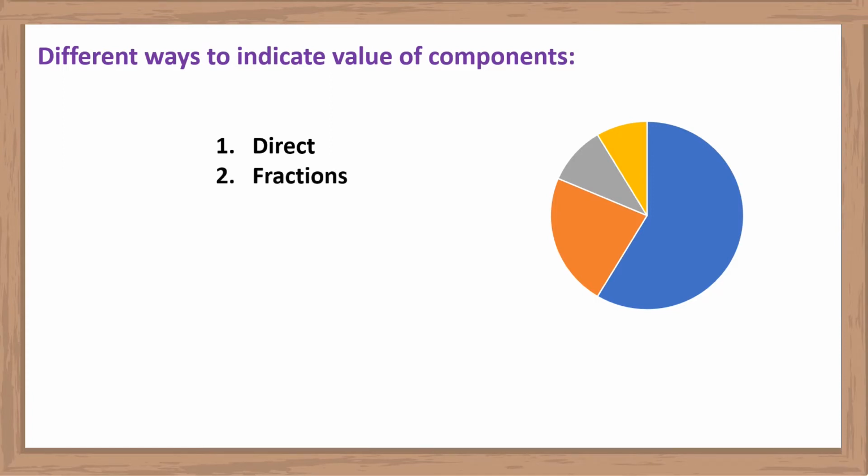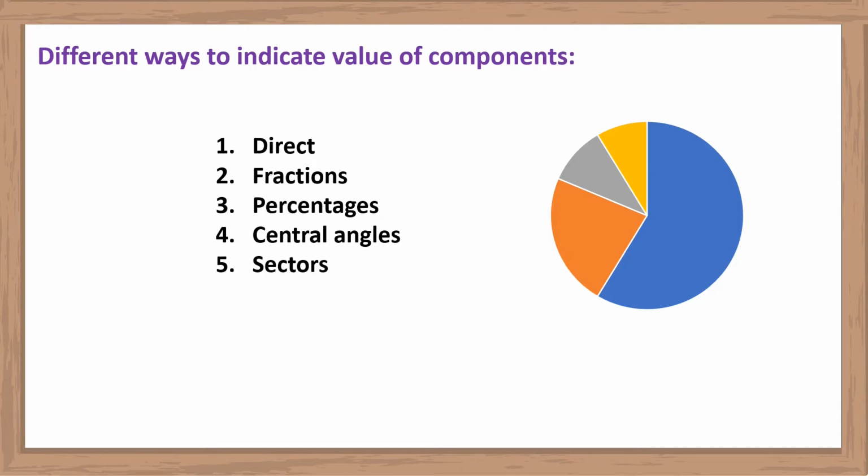2. Fractions. Here each of the components is indicated by fractions in the pie chart. 3. Percentages, where each of the components is indicated by a percentage. 4. Central angles. That means each of the components is indicated by the central angle. 5. Sectors, where the components are indicated by sectors. Now, let's learn about directly indicated component values.